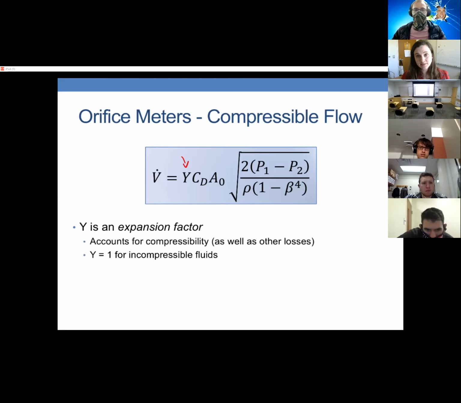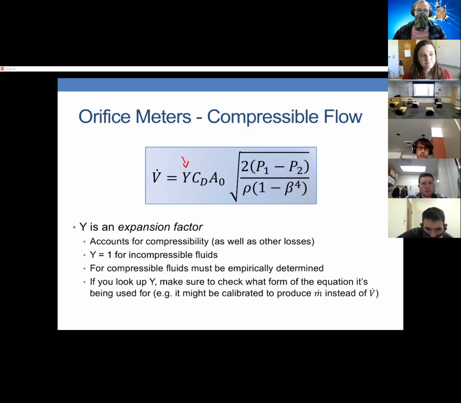It's about 1 for incompressible fluids. And for compressible fluids, you have to measure it or look it up. So I'm just letting you know that in your future endeavors, you may encounter this, and you should take that into account when using these flow meters for gases.